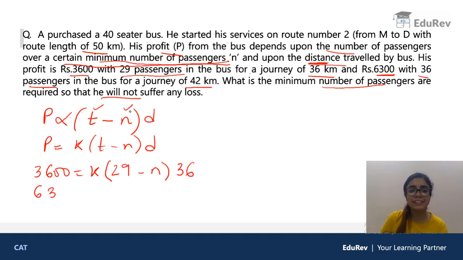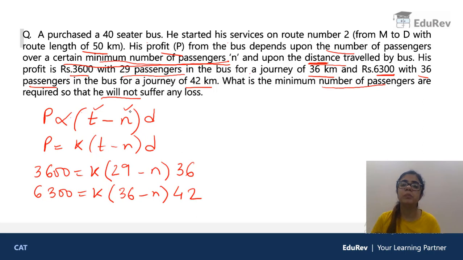Similarly, the profit is 6300. Again, this will be k only. The passengers are 36 minus N and the distance is 42 kilometers. So what are we supposed to do? We want to calculate the value of N. So rather than simultaneously solving, one easy way would be to divide the two equations. If you divide, your k directly gets cancelled.